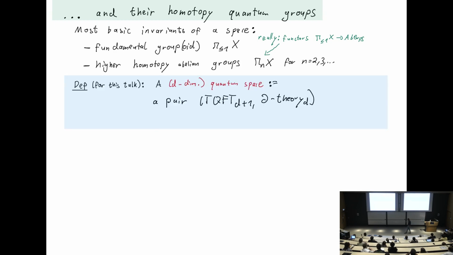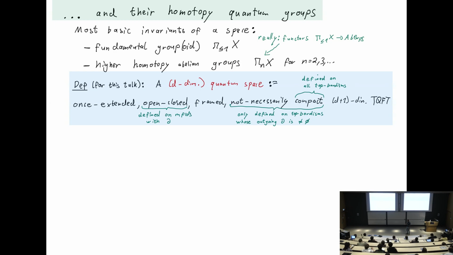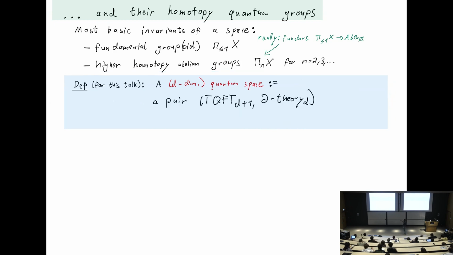And so let me remind you, let me say a d-dimensional quantum space is a pair of a TQFT and a boundary theory. I'm not yet convinced this is really the way one should say it, so I'll just say it for this talk, but this is really the mindset I want you to have. And for the mathematically minded people in the audience, let me refine this a little bit, the way we model such a pair. The way we model it in this project is as follows, but you can really just think of it as a pair of TQFT and boundary theory.